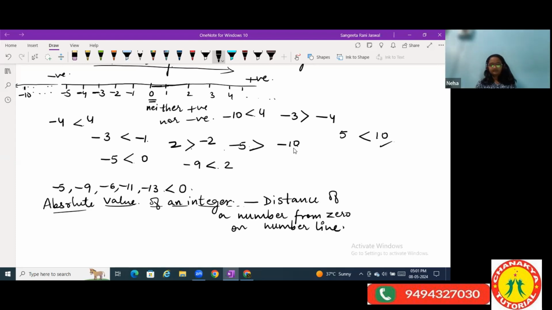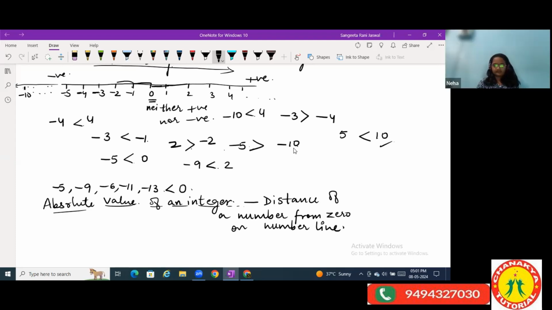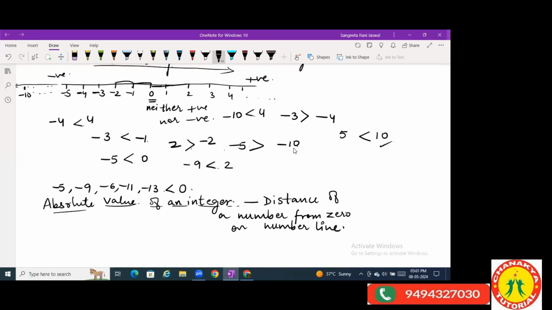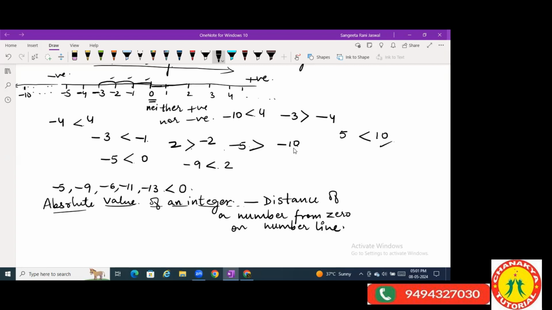1 unit, 2 units and 3 units, ma'am. Okay. This is 1 unit. From 0 to -1 is 1 unit, or we can say 1 centimeter. From -1 to -2 is another unit. Then from -2 to -3 is another unit. So how many units is it? 3 units, no? So that means how much is the distance of -3 from 0?